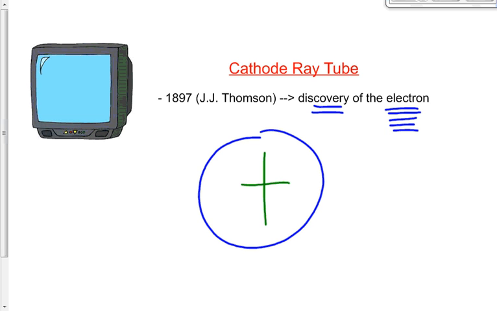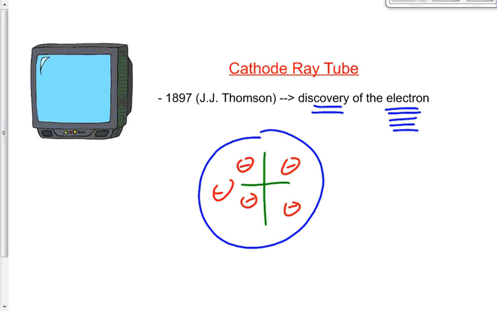Like we talk about chocolate chip cookie dough. The dough would be the positive charge. Floating around in that positive charge would be a whole bunch of little chocolate chips, or a whole bunch of little electrons. Again, we know that's not true now. We know that's not the case. But it was a huge step forward in the sense that it's the first time we've shown that there's actually something smaller than the atom.